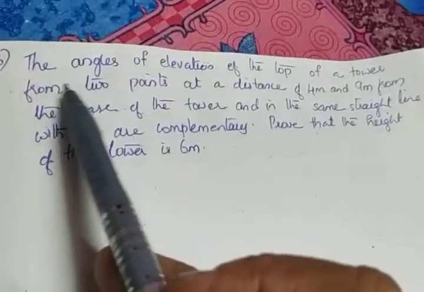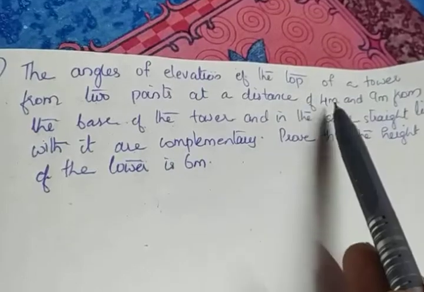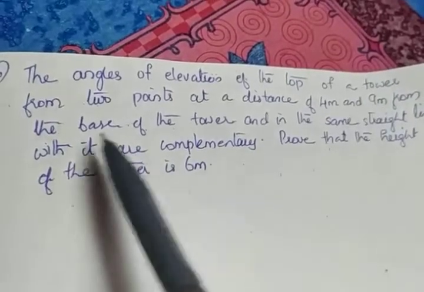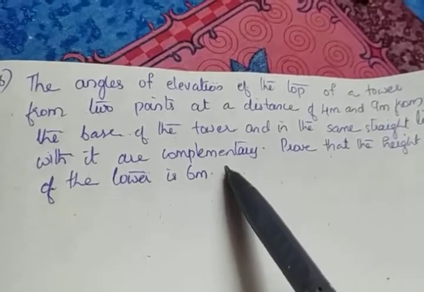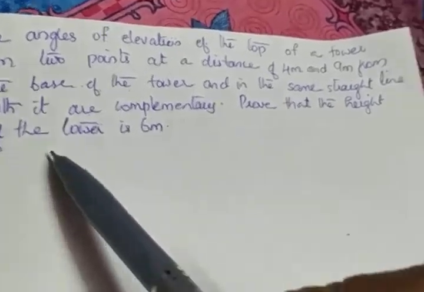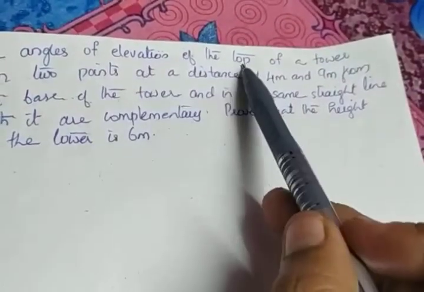Next question is: the angles of elevation of the top of a tower from 2 points at a distance of 4 meter and 9 meter from the base of the tower and in the same straight line with it are complementary. Prove that the height of the tower is 6 meter. I will read the question again. Angles of elevation of the top of a tower.